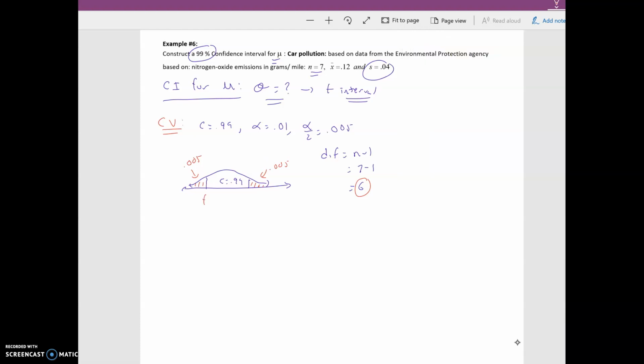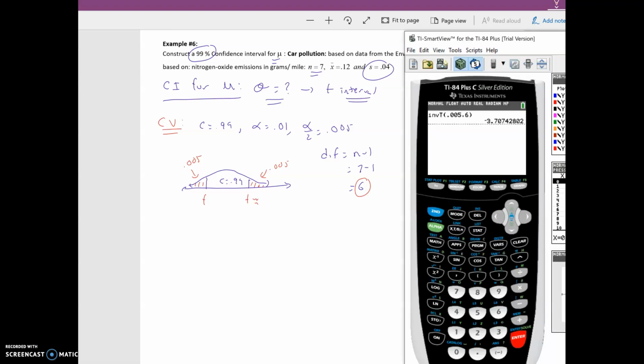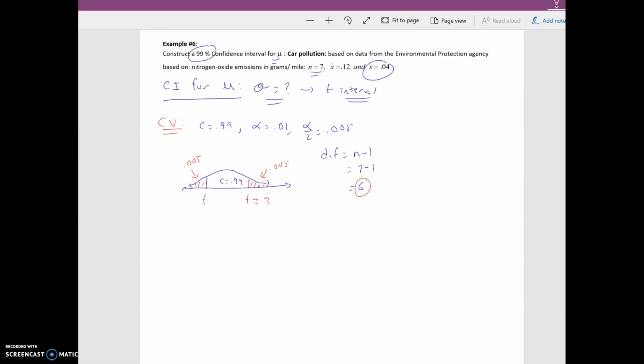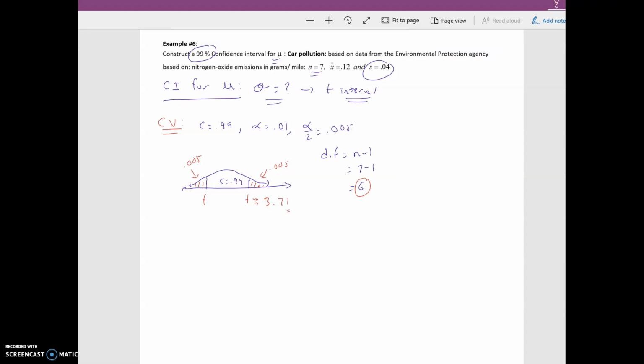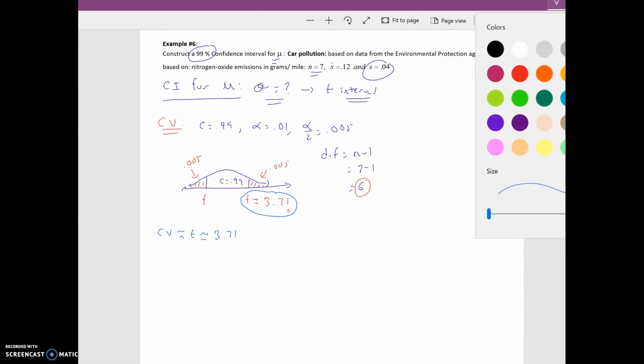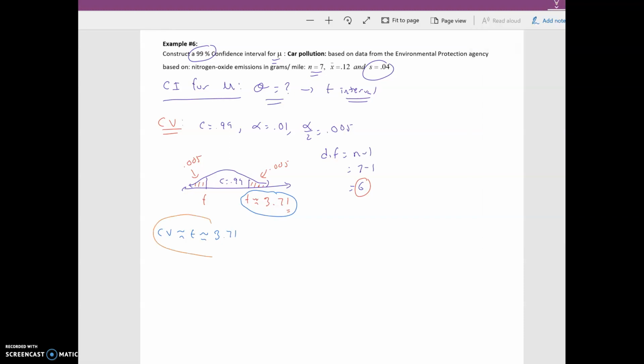So the T value that we need is the one on the right. I'm going to round to 2 decimal places, so we're going to be using 3.71. That is going to be our actual critical value, so let me just circle it here. The critical value T is approximately 3.71. This is the value that we would be using for any of the calculations.